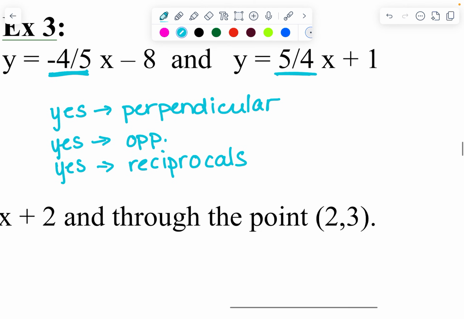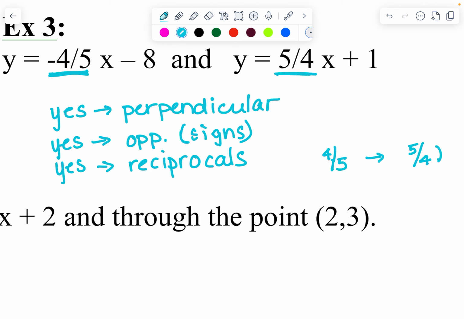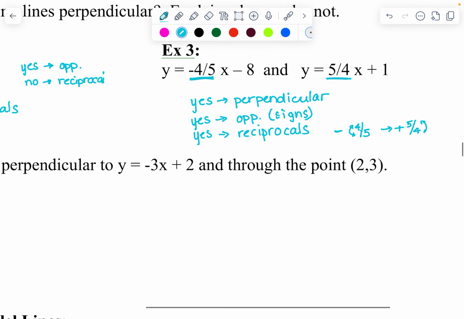So opposite signs, and then when we talk about reciprocal, if you're going from 4/5 to its reciprocal, it should be 5/4. So just keep that in mind. Opposite signs, and you must flip your fraction or whole number.